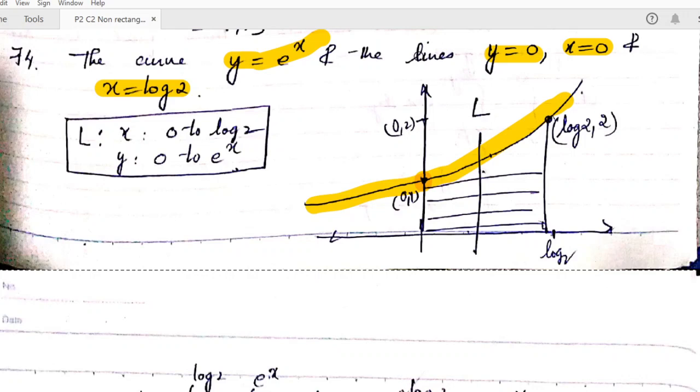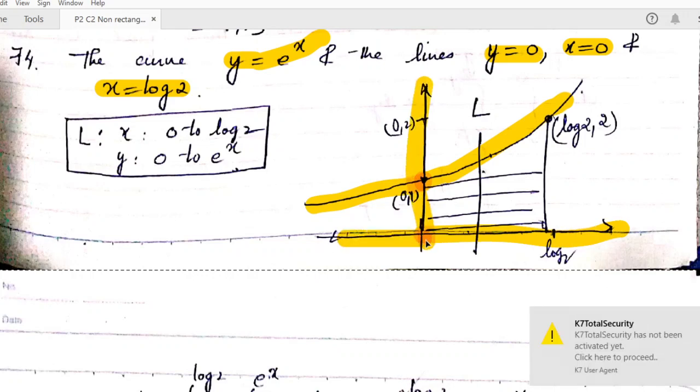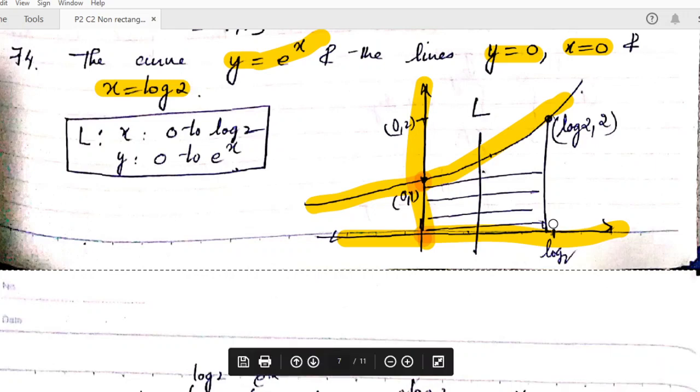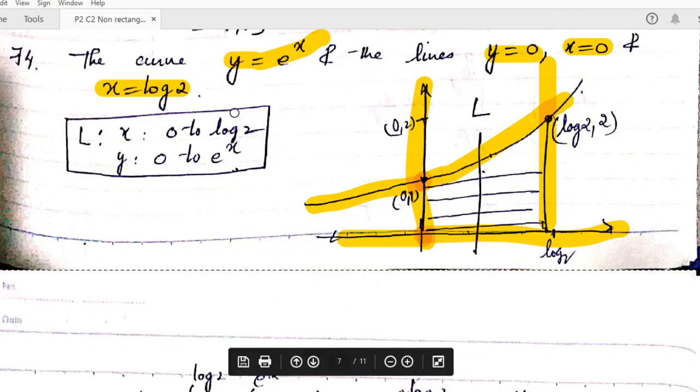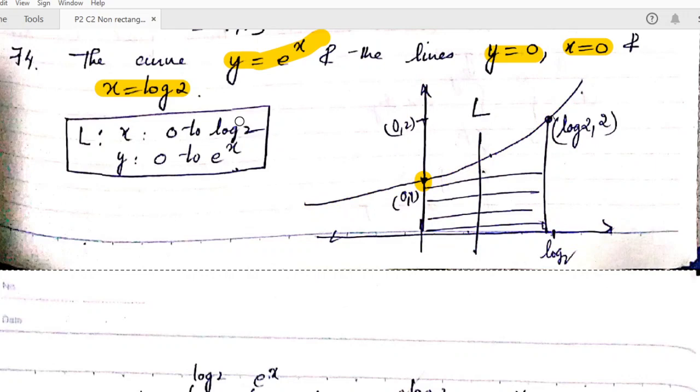Now we can find under the boundaries the lines. y equal to 0 means our x-axis, x equal to 0 means our y-axis, and x is equal to log 2. Log 2 is a constant, it is a point. So suppose this point is log 2. Then the line passing through the point log 2 parallel to the y-axis is our x equal to log 2. So we can see that this is our region, the region bounded by all these curves.